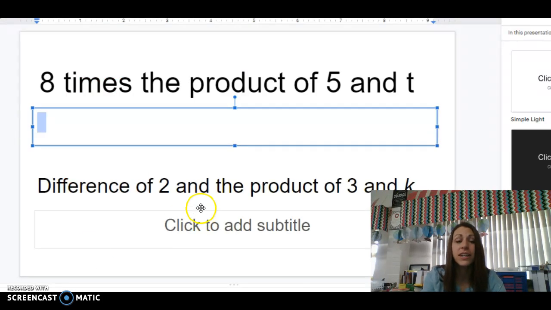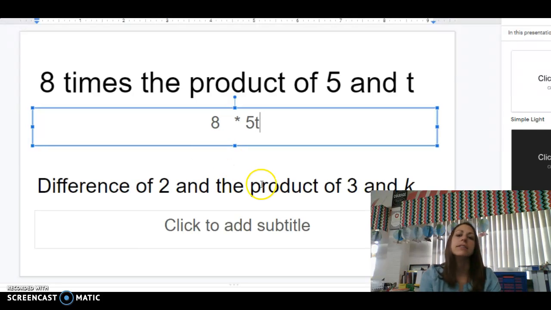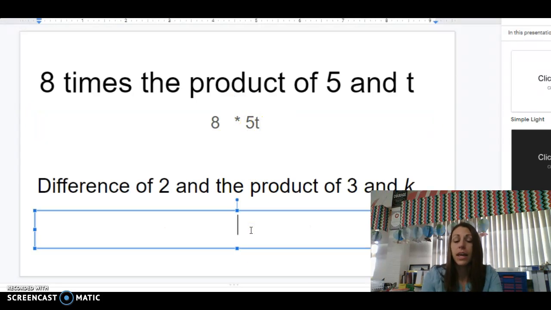So now let's look at another one. We have 8 times the product of 5 and t. I hear 8 times automatically, so let's start with 8 times, and we'll use the asterisk. That's another way of writing multiplication, using an asterisk. So 8 times the product of 5 and t. The product of 5 and t means we multiply, so this is how we write it when we multiply. That would be the expression.